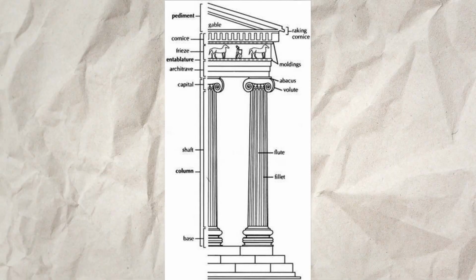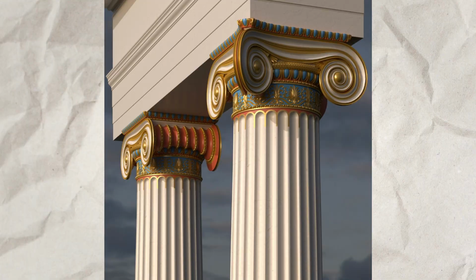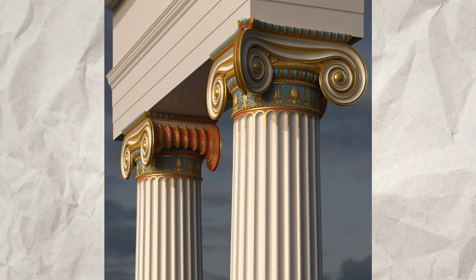Again, like I said in the beginning, the difference between the orders is in the capital. And the capital of the Ionic order has these round shapes called volutes. The column at the end of the row would have its last volute at a 45-degree angle, so that if you look at it from the other elevation, the volutes would look visually consistent.